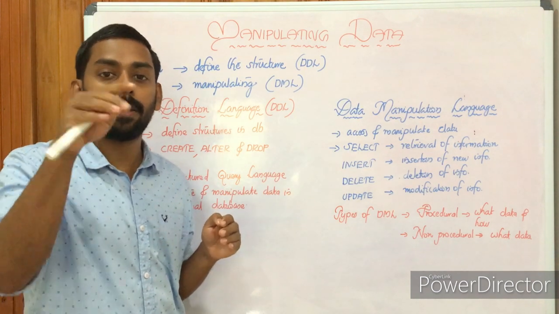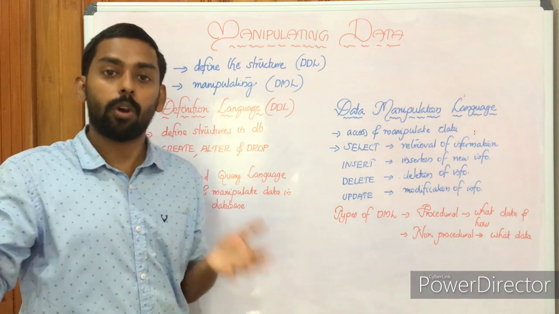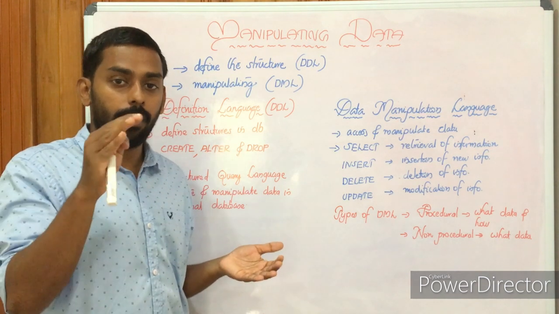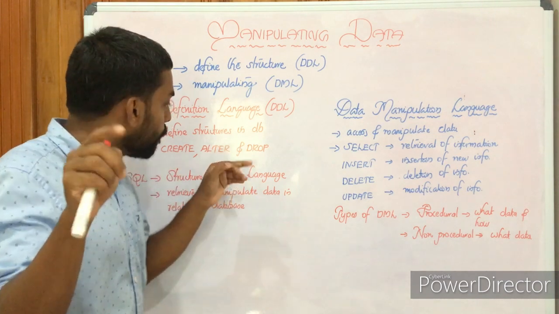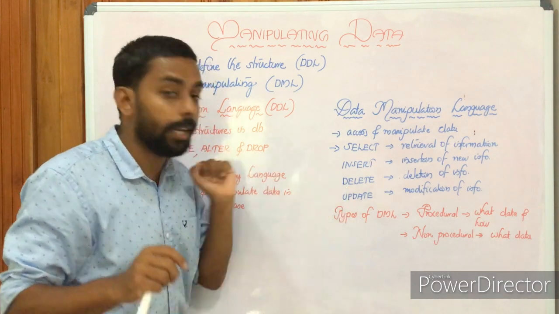Modify the data in a table means we can change 98 to 100 or 100 to 98. Okay, we are changing, we are manipulating the data using update. And what is the difference between drop and delete?